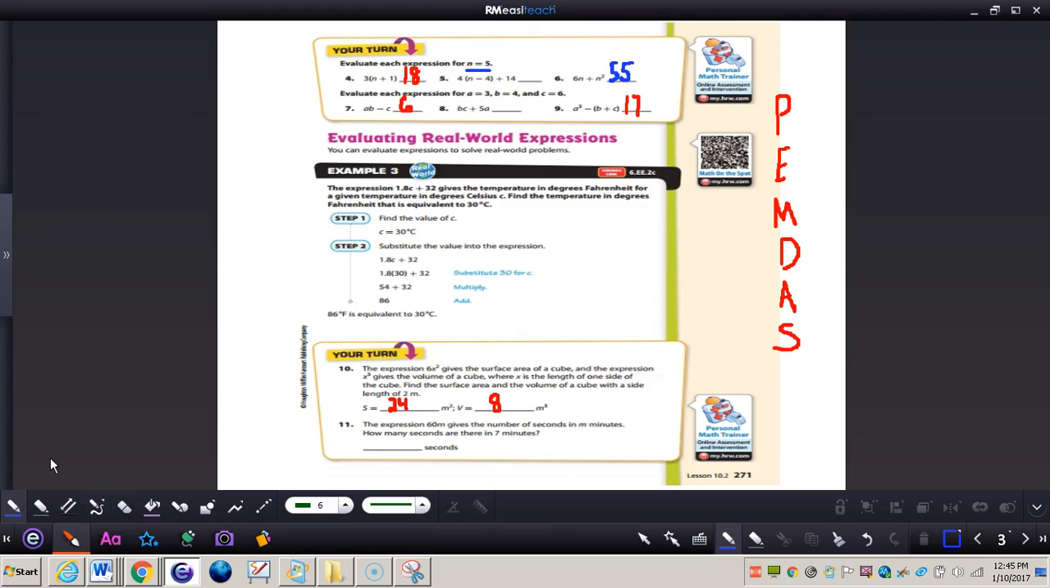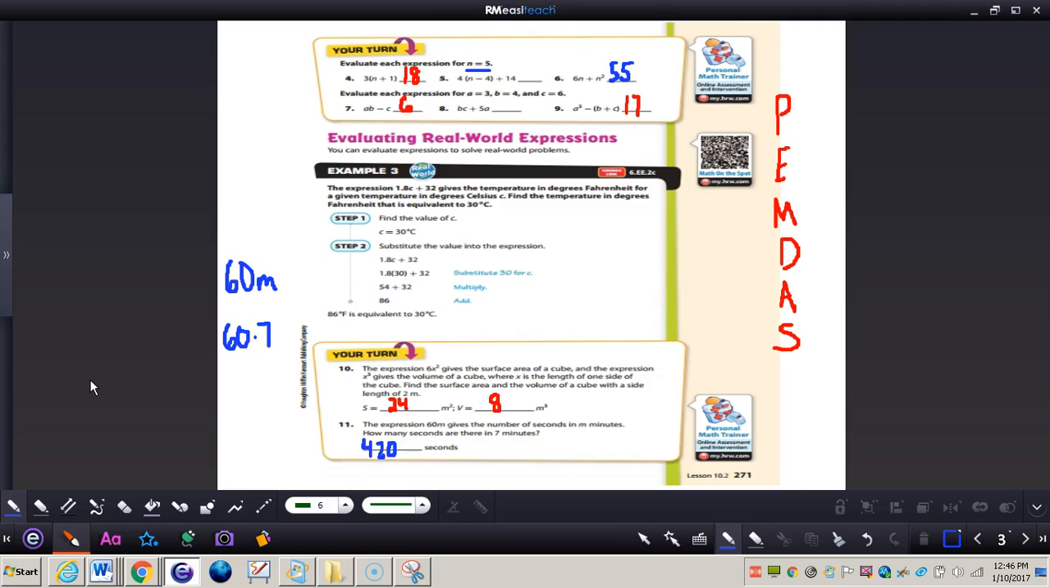Okay, let's take a look at number 11 together. It says the expression 60m gives the number of seconds in m minutes. How many seconds are there in 7 minutes? So we know that the algebraic expression is 60 times m, and they're asking how many seconds are there in 7 minutes. We know that 60 represents the seconds, and the m variable represents the minutes. So we have 60 times 7 for a multiplication problem. 60 times 7 gives us 420.